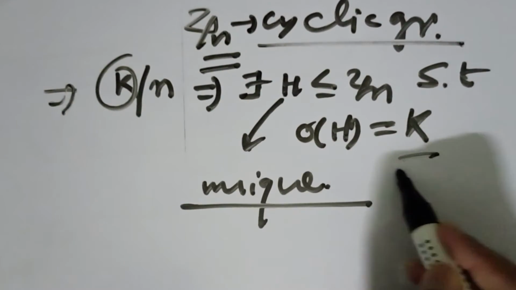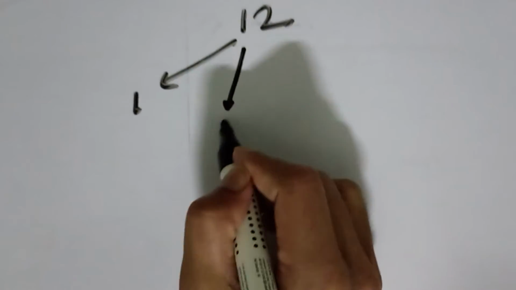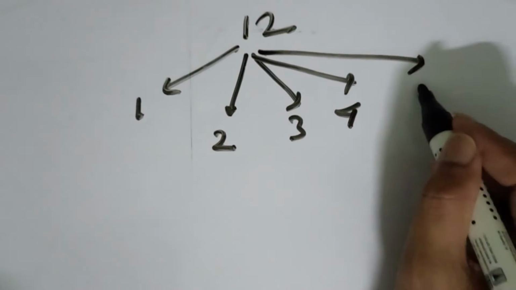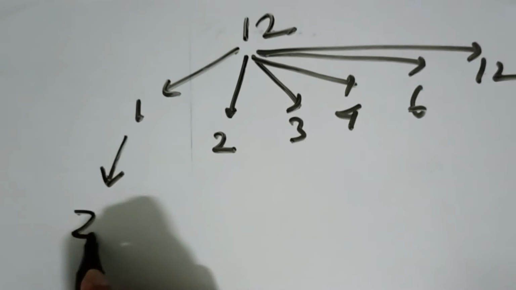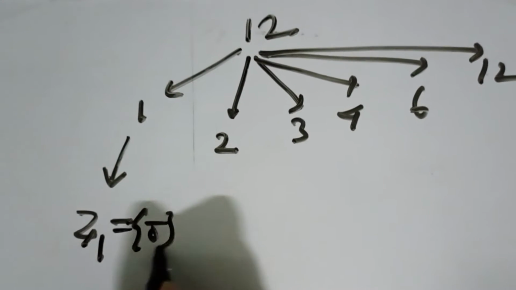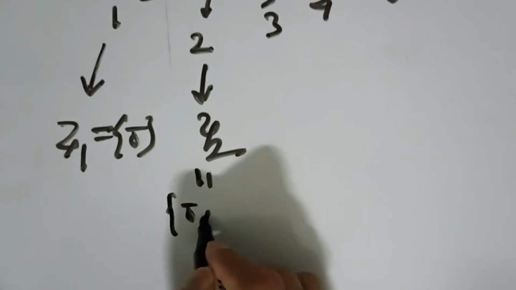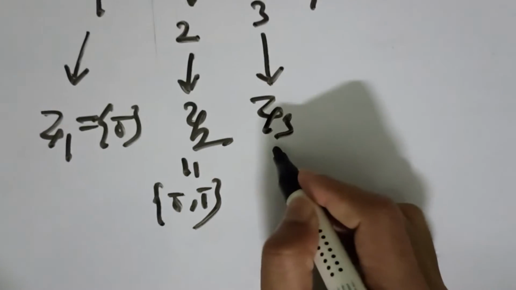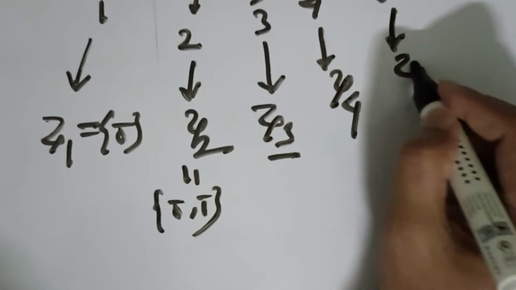subgroup of that order. Okay, so in this problem 12 has divisors 1, 2, 3, 4, 6 or 12. So what are the subgroups of each order? Order 1 is Z1. Z1 means only 0. What is the subgroup of order 2? This means Z2. Z2 means 0, 1. I am doing this for knowledge purposes. Z3 is 0 bar, 1 bar, 2 bar. Subgroup of order 4 is Z4. Subgroup of order 6 is Z6.